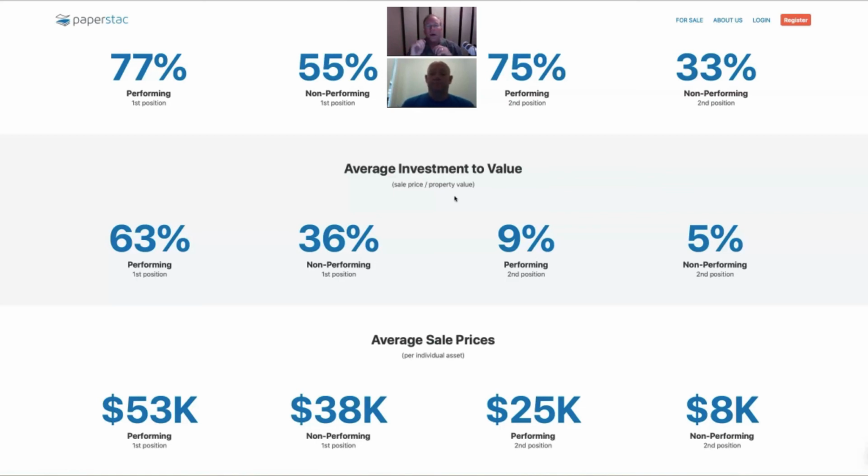which is what we're going to talk about next. Do you need hundreds of thousands of dollars to get started in the note business? No, because the best deals for individual investors are going to be in the lower price bands, and you guys had some pretty impressive numbers on that as well.